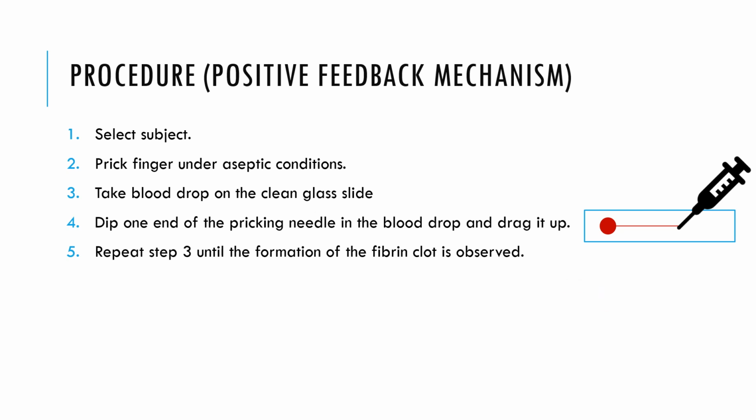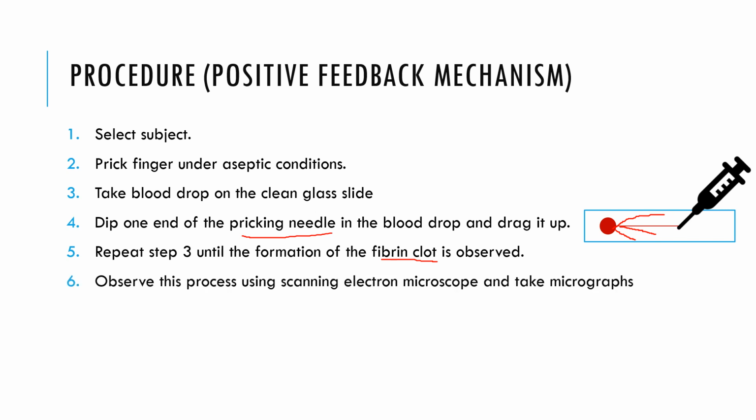So in this particular practical, we'll take a blood drop on a clean glass slide, and then with the help of the pricking needle, we'll drag this blood. Repeat step 3 until the formation of the fibrin clot is observed. So we will repeatedly drag it. After 1 minute we will drag it in the other direction until the fibrin clot is observed. Then observe this process using a scanning electron microscope and take the micrograph.